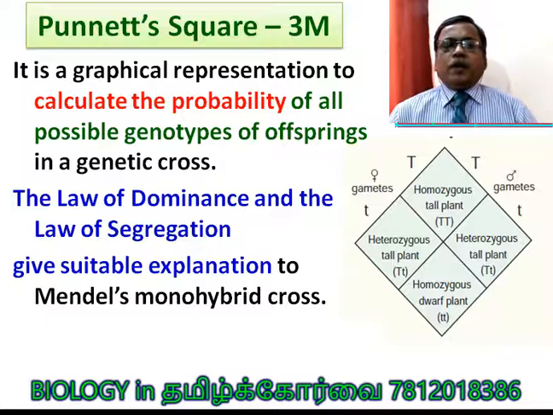So again I am telling you, it is the graphical representation. That is the key word. Second key word, to calculate the probability of all possible genotypes of offsprings in a genetic cross. The law of dominance and the law of segregation give a suitable explanation for monohybrid cross through Punnett square. Even the dihybrid cross and trihybrid cross, nowadays we are learning and understanding by expressing it in the form of Punnett square.